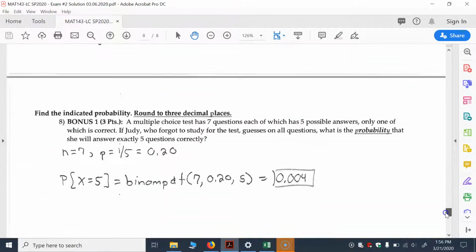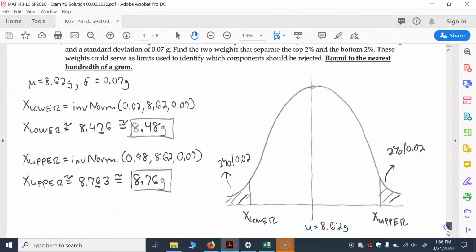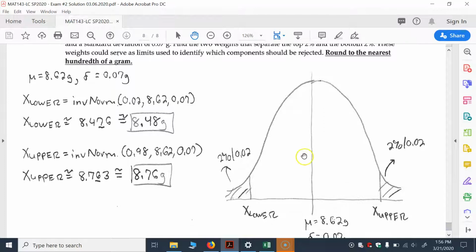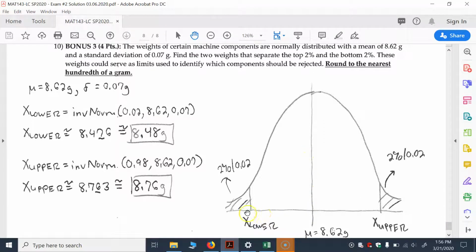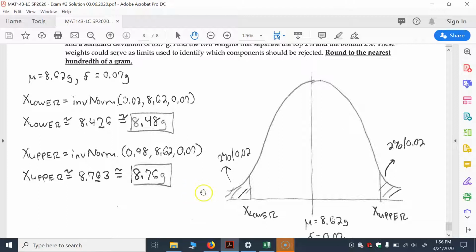And then on Form B, again, the numbers change slightly, but the picture looks the same. What are these weights that determine acceptance limits? So here's our lower 2%, upper 2%. Again, cumulative area from left to right for the lower is 2%. So I'll put that in as 0.02 here. And there's the mean and standard deviation. And then for the upper, it's 0.98. And so I'll put it in there. There's mean and standard deviation. So 8.48 and 8.76 are your limits.